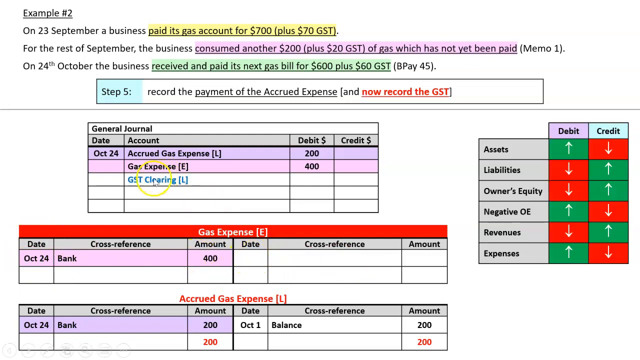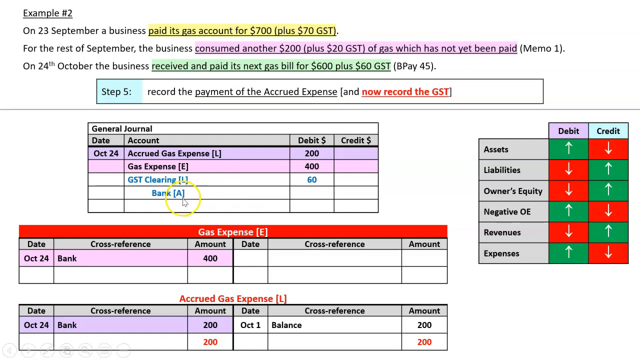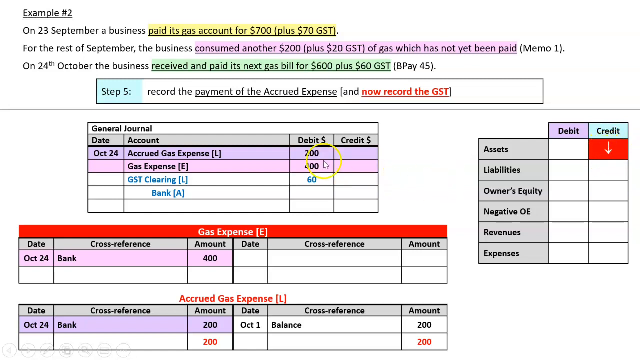Then what else have we got? Well, we're going to pay the GST now. So we said step 5, now record the GST. 200 and 400 is 600, so the GST will be $60. When I pay GST, that's a liability going down, so that will be a debit there. And then lastly, how am I paying for all this? Well, I'm paying for it with cash from the bank account, so that means that account's going to go down. When an asset goes down, that's a credit, so the total would be all these numbers here, and I'll put 660 there. And then, better do a narration, payment of gas bill, BPay 45, and that is everything.